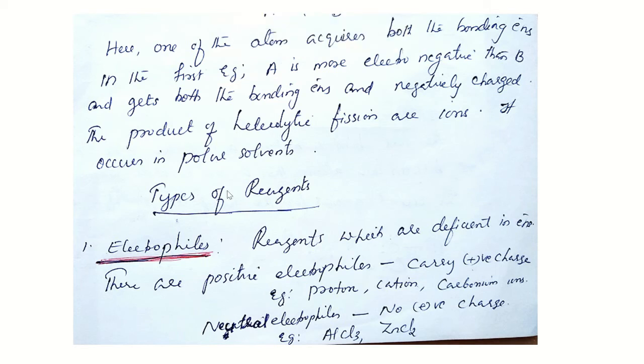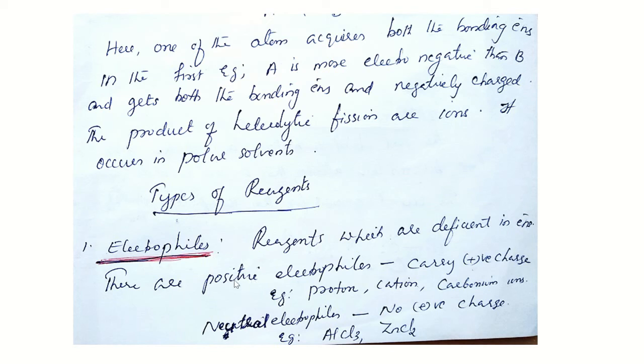And the next topic is types of reagents. There are different types of reagents that can be used for organic chemistry reactions. The first one is electrophiles. Electrophile, the name itself shows electron loving. That means reagents which are deficient of electrons. Reagents which are deficient of electrons will be attached with the other negative charge containing species to make a reaction.